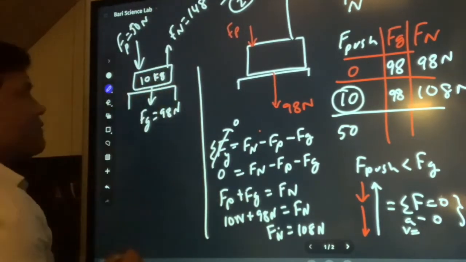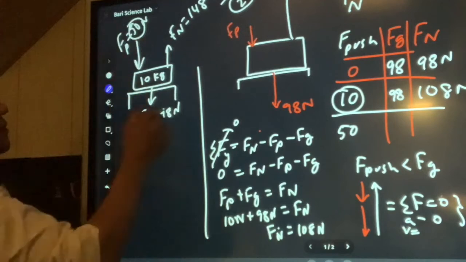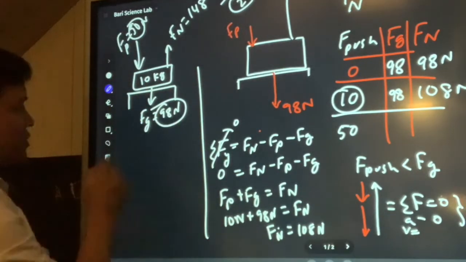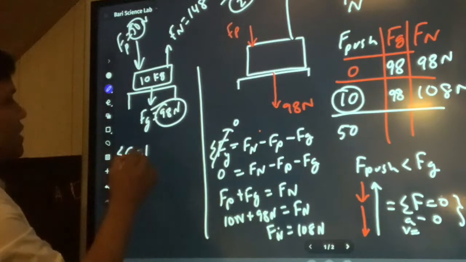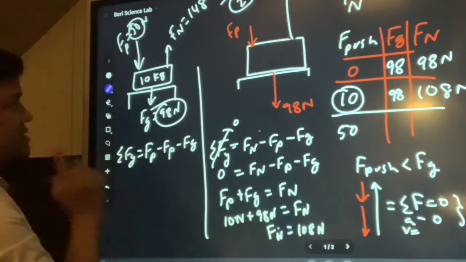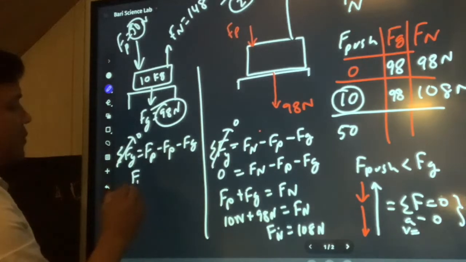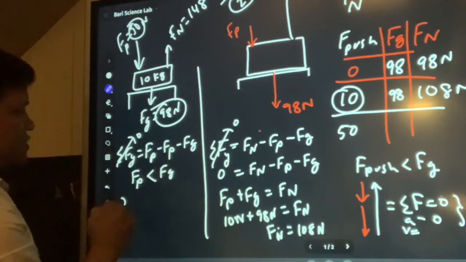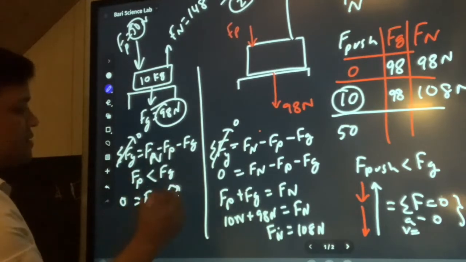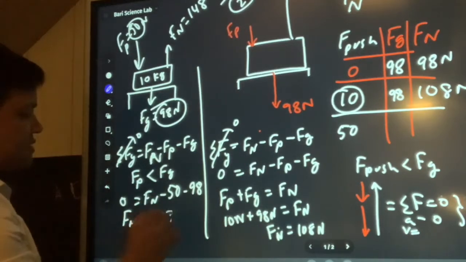Now we have to fix the vector. How do I know normal force is 148? So the 50 plus 98, I can show you the math. Fy is equal to Fn minus F push minus Fg. Fy is still 0 because the box is at rest. So 0 is equal to Fn, which is what we try to find, minus 50 minus 98. So Fn is 148 Newton.